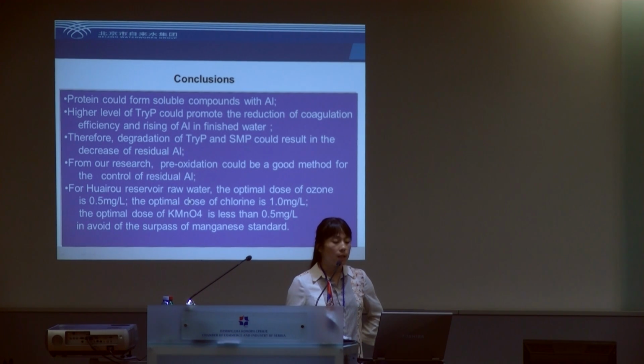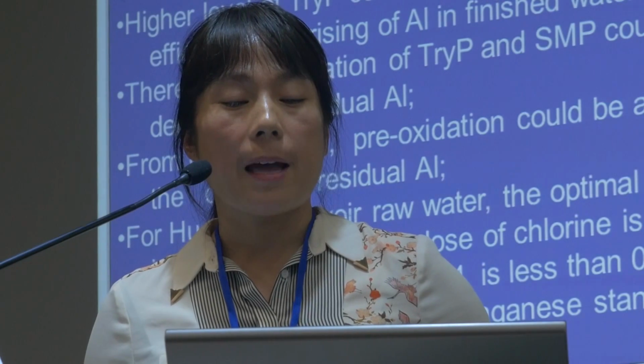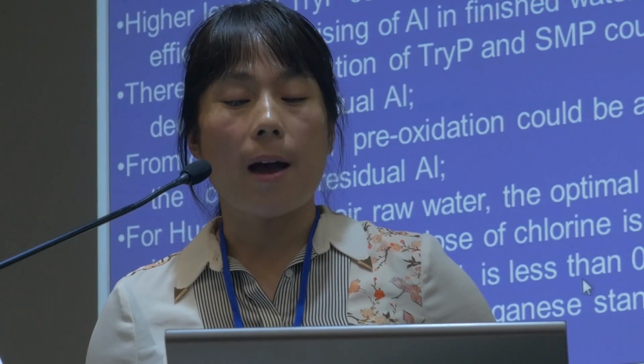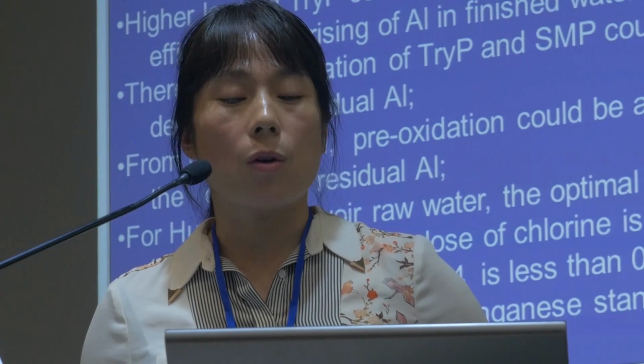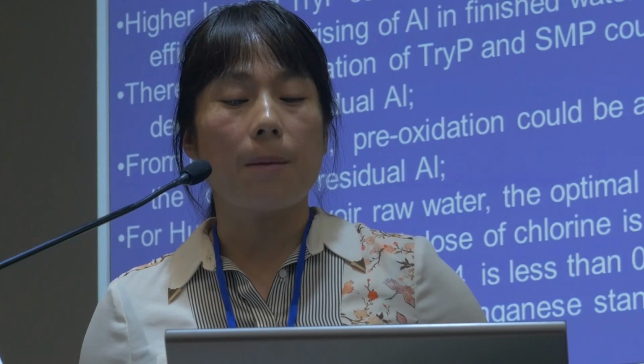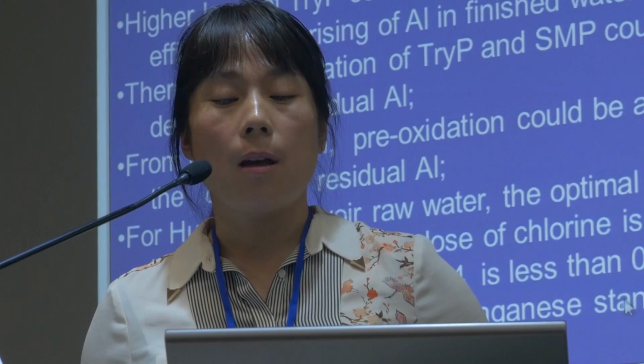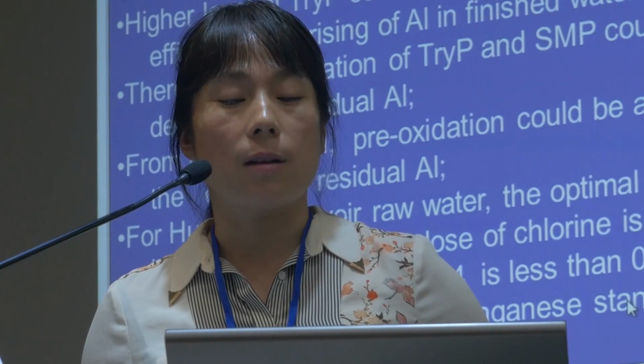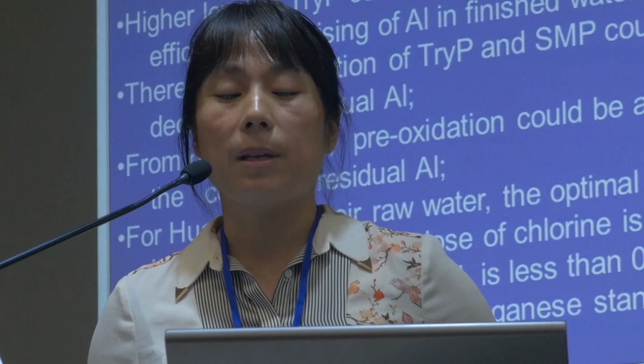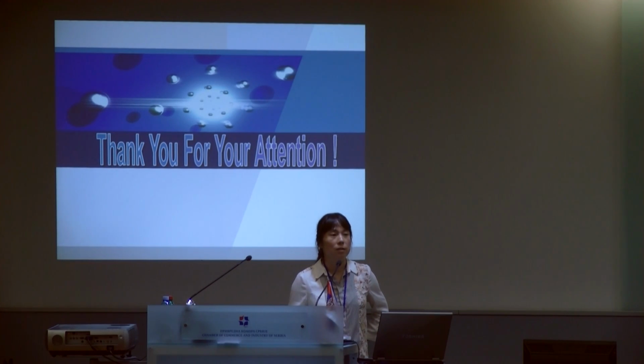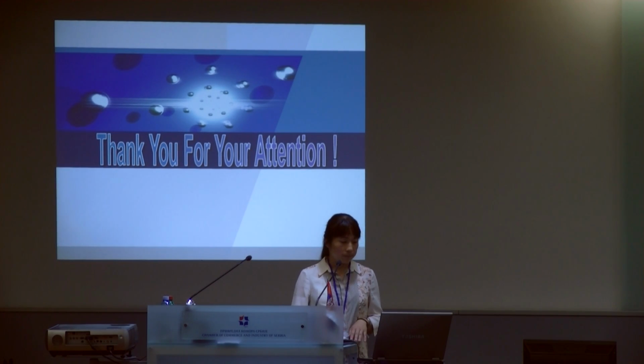In our research, for reservoir raw water, the optimal dose of ozone is about 0.5 microgram per liter, and the chlorine dose is about 1 microgram per liter, and the potassium permanganate is less than 0.5 microgram per liter in avoidance of surpassing the manganese standard. That's all. Thank you for your attention.